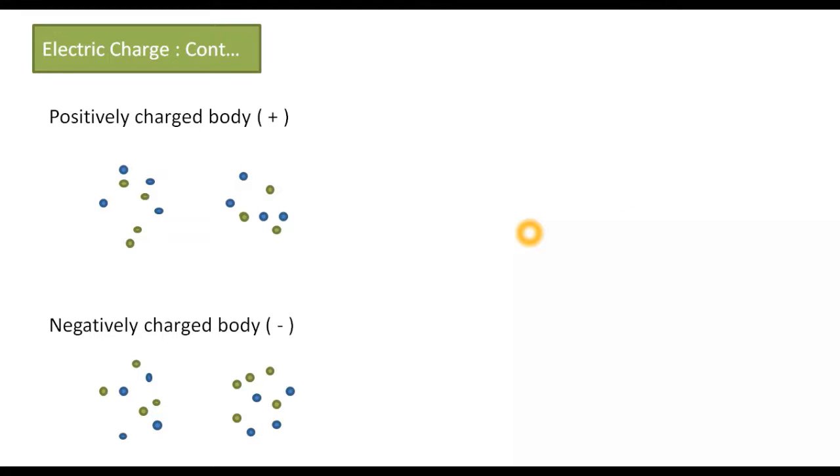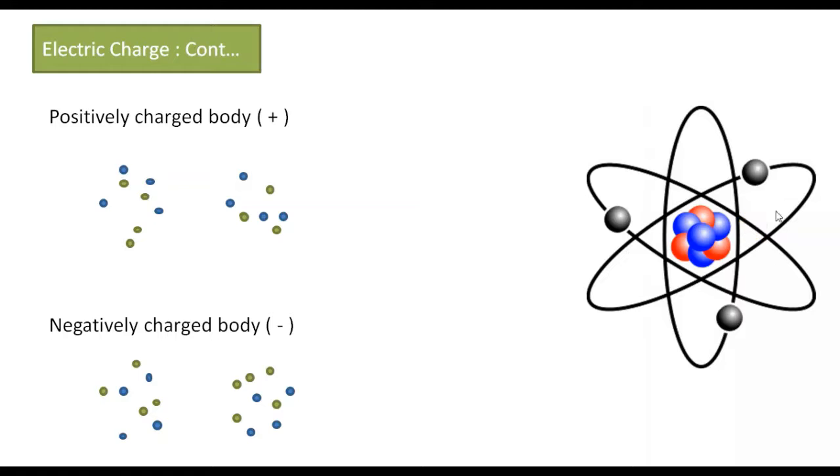Now the question is, what do we mean by positive charge? Just look at this. This is an atom. You can say the structure of an atom. All of you know that all matter is made up of molecules, and molecules are made up of small particles called atoms. If you look at the structure of each atom, each atom is made up of three types of particles: protons, electrons, and neutrons.